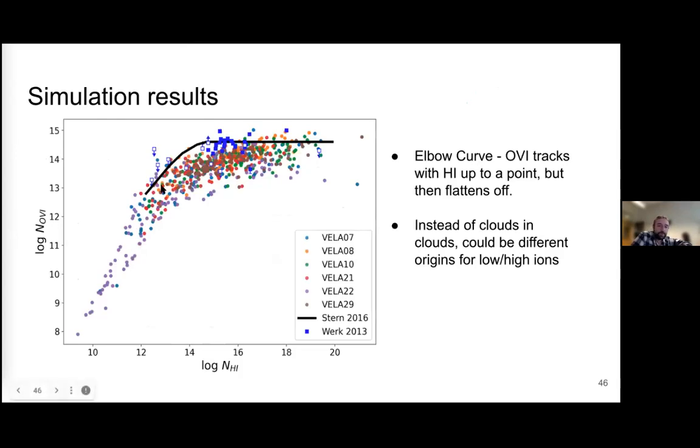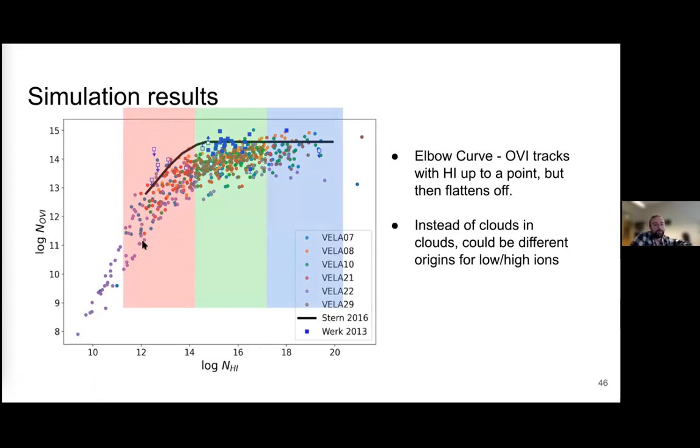So we actually fill out the same kind of structure here, but we can think of it a different way. Instead of saying we have clouds inside clouds of different densities, we should think about these 3 different phases as contributing separately. We're going to interpret this inner part, where oxygen 6 increases with H1, as being where you don't hit one of the inflowing streams.